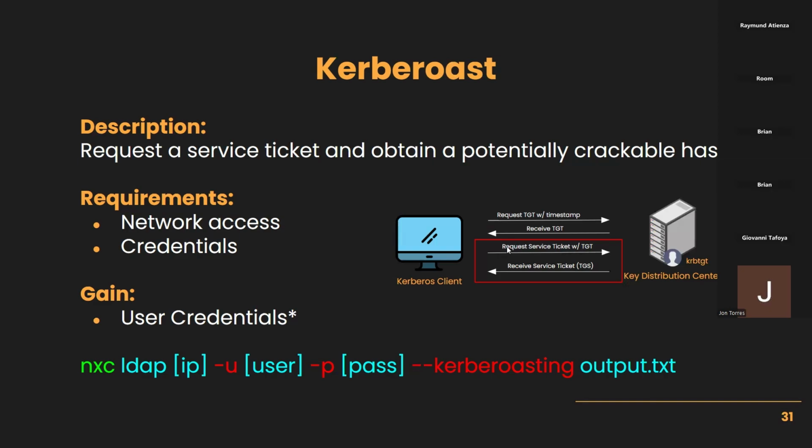And the command line for that is NXC LDAP and then specify the IP, user, password, and then the Kerberoasting flag, which is the attack you want to perform. And the output.txt option basically outputs the result of that command onto a text file. So this would put the hashes onto that text file.